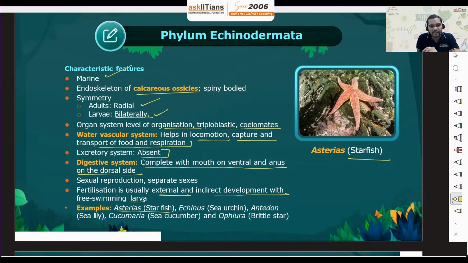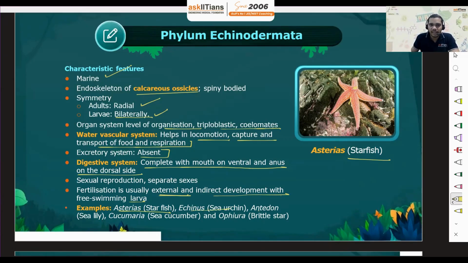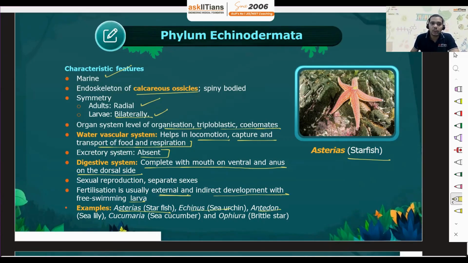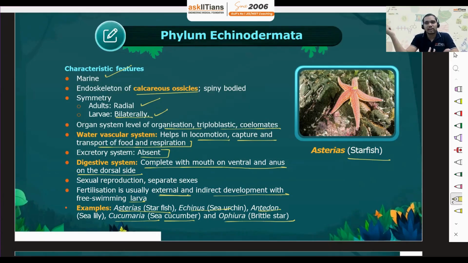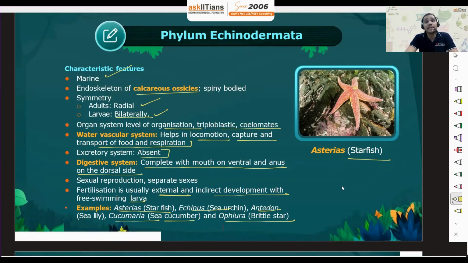Examples: Asterias, that is a starfish; Echinus, that is a sea urchin; Antedon, that is a sea lily; Cucumaria, that is a sea cucumber; and Ophiuroidea, that is a brittle star. These are the examples. Yes, I know, students, that while understanding this chapter there are many examples. The animal kingdom is full of examples. You should know some important examples.